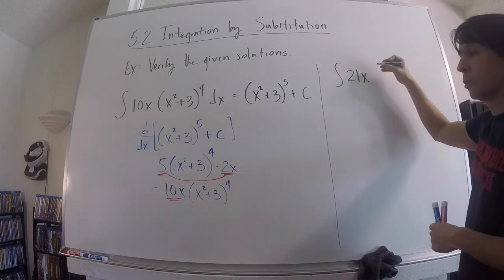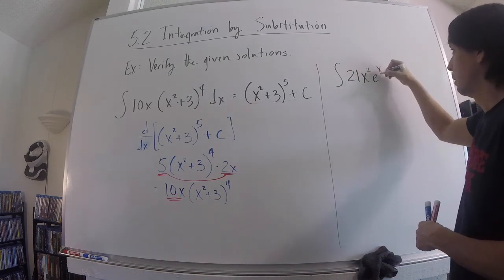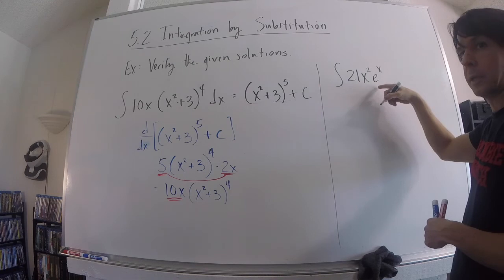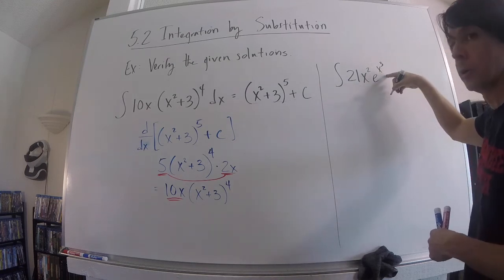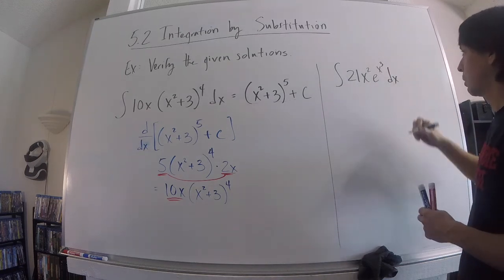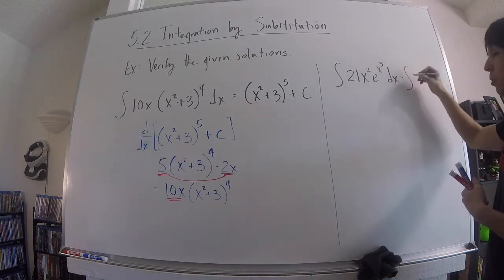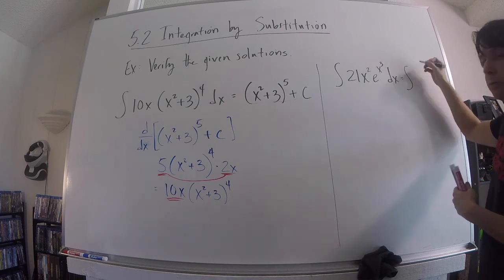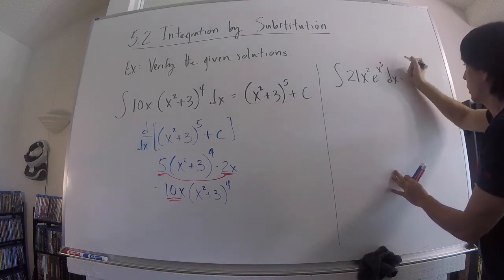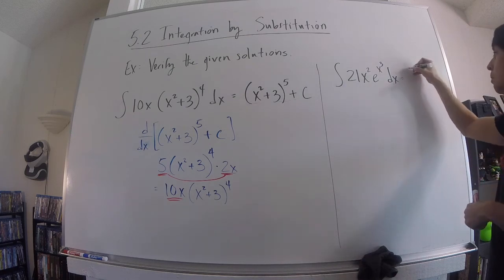So again, it's going to look unnecessarily complicated. It has 21x squared e to the x cubed dx. And again, it looks like a very difficult antiderivative to do, but it's actually not going to be. It's going to be fairly straightforward once we understand how we're going to reverse the chain rule.